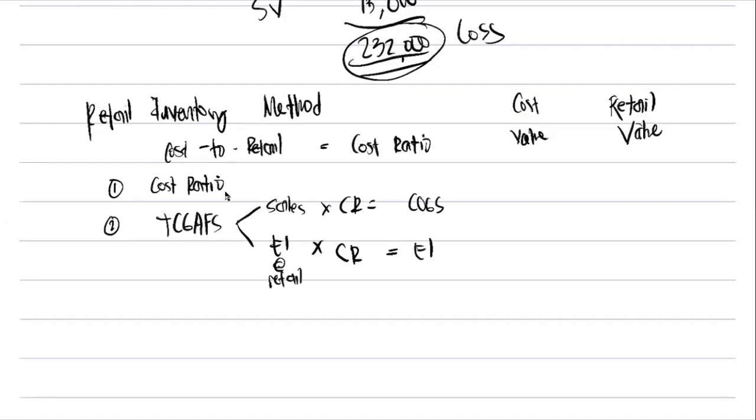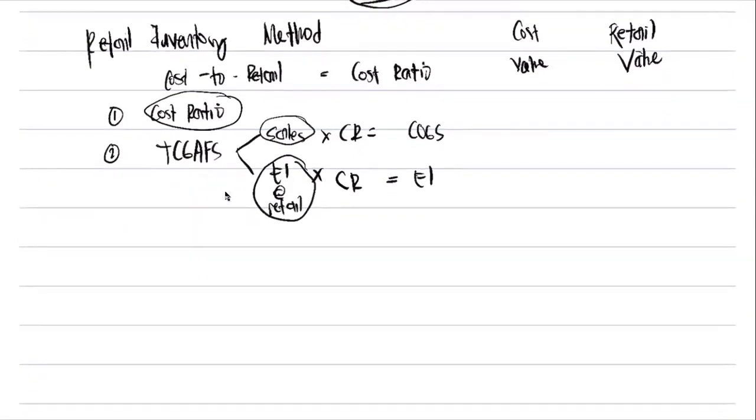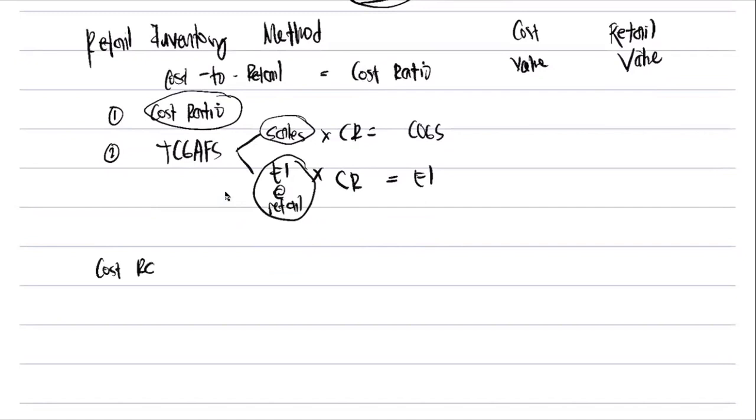Now, therefore, our problem here is how do we compute your cost ratio? How do we compute your sales? And how do we compute your ending inventory at retail? These are the items that we need to learn here in your retail inventory method. So first, how do we compute your cost ratio? Your cost ratio depends on the method of your retail inventory.